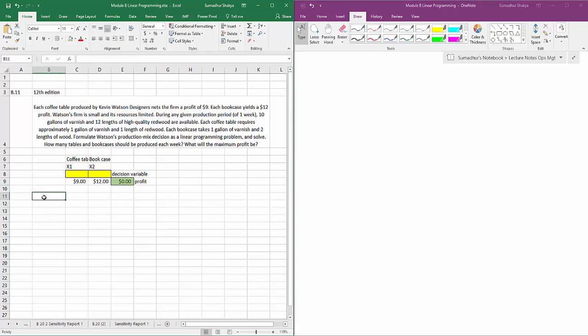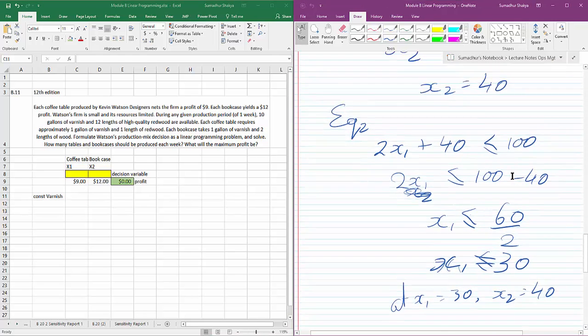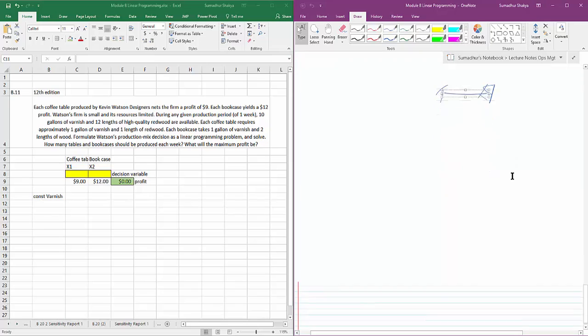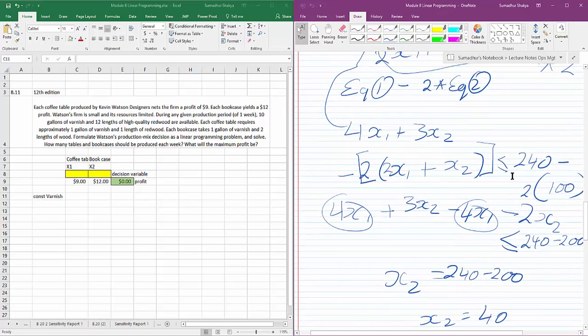Now all this has to be done using constraints for varnish such that, okay, where is this now?